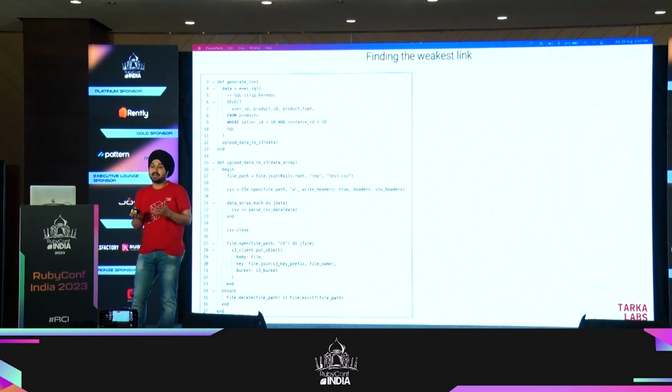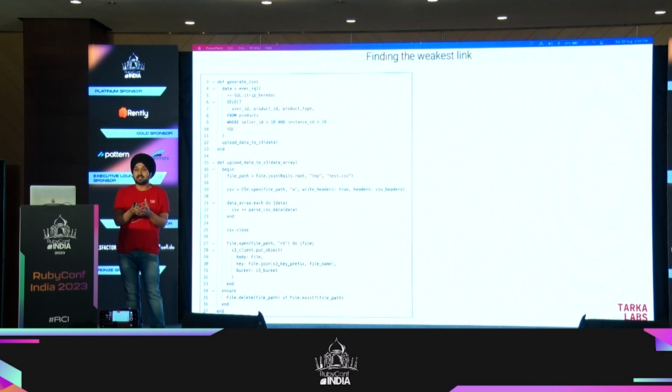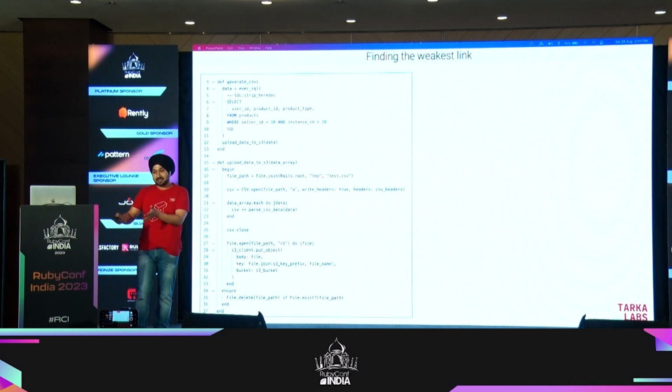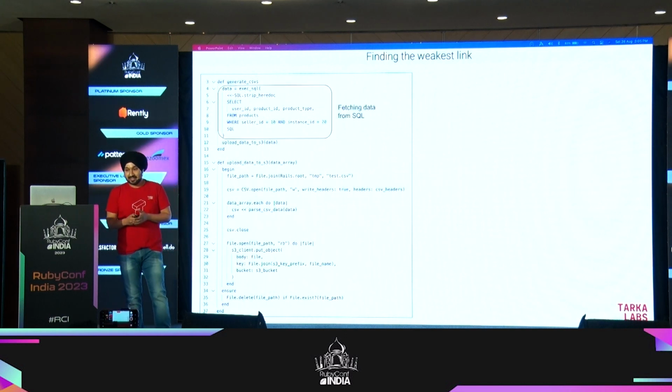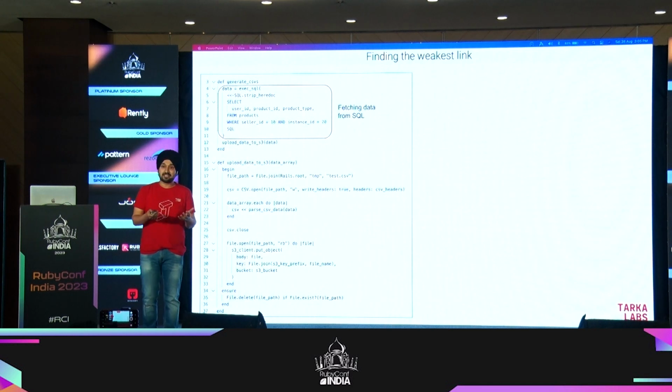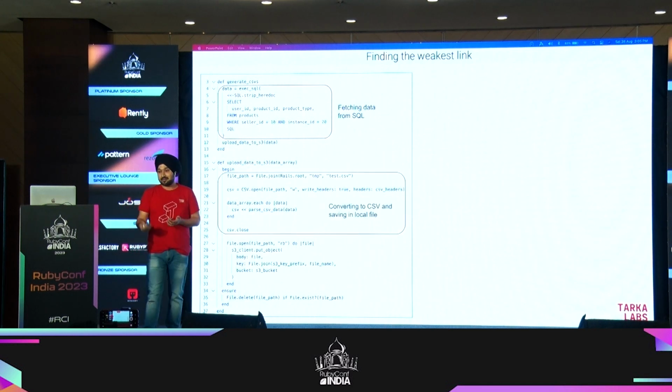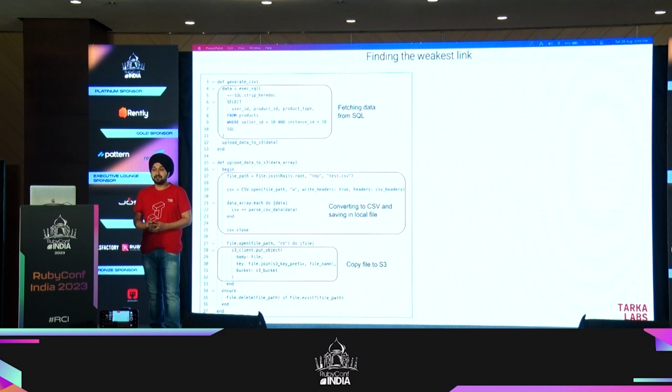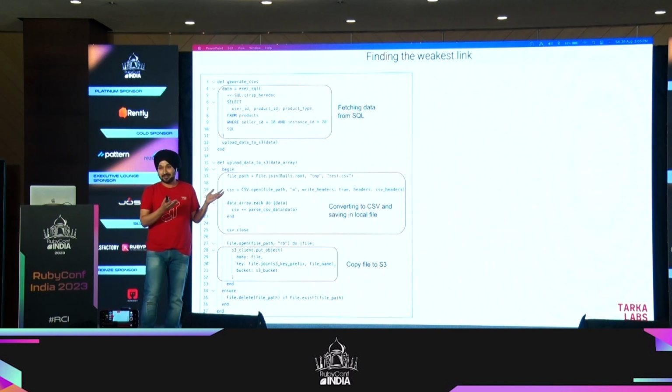The whole idea here was we wanted to get data from SQL, put it into batches of 50,000, and then send it over to S3. So the 3 steps were: fetching data from SQL, converting it into CSV and saving it in a local file, and then copying the file over to S3. Do you see anything wrong with this code?